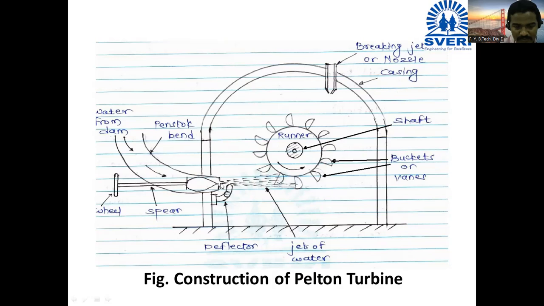Whenever the cross section area decreases, the velocity of the fluid definitely increases. Yes or no? If the exit area decreases, does the velocity increase or decrease? Increases. Yes. So accordingly you draw it properly. Then there is a spear. At the end there is a wheel. Then the spear is provided over here.